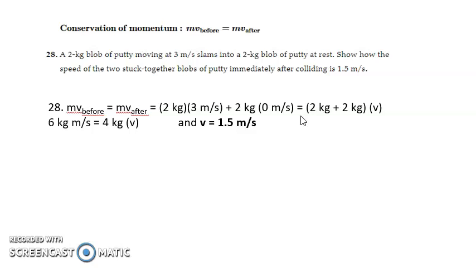And then afterwards, they're moving as a unit, so it's just one mass with a combined value of 2 kilograms plus 2 kilograms, multiplied by a common velocity, which we're looking for. So this becomes 6 kilogram meter per second equals 4 kilograms times your unknown velocity, and the velocity is 1.5 meters per second. This is the speed of the two after they collided.